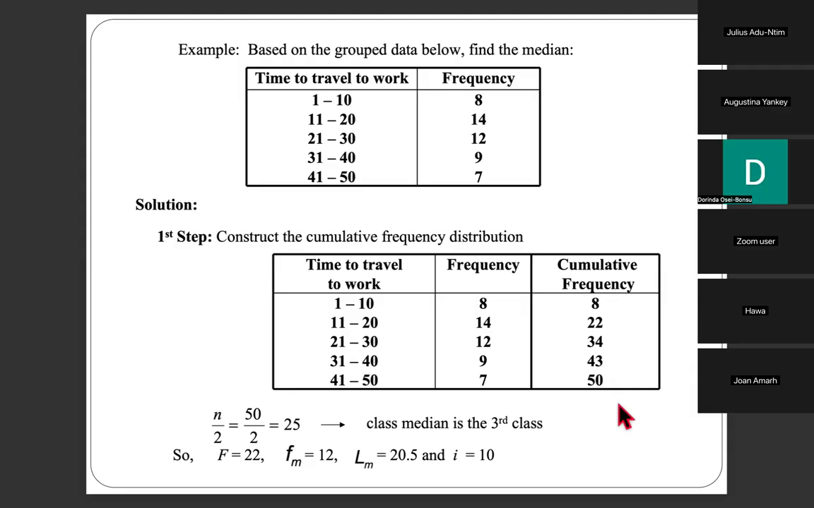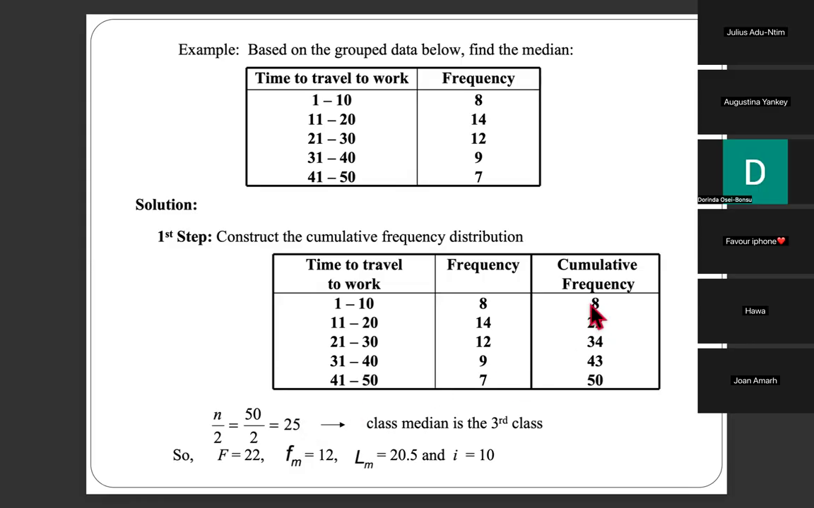Now, what is left for us is to find the median. We have our cumulative frequency. To find the median, you have to divide the total frequency by 2 because the median is the middle value. When we divide the total frequency by 2, we get 25. This means that our median is at the 25th position.